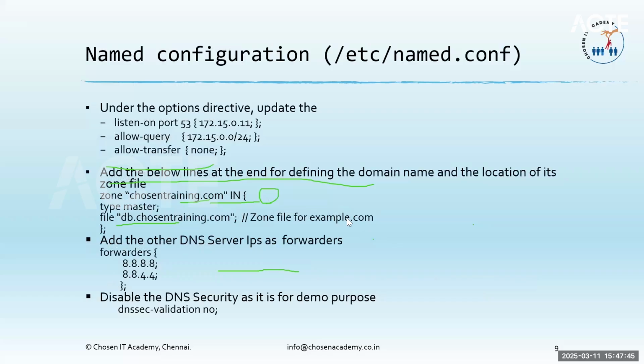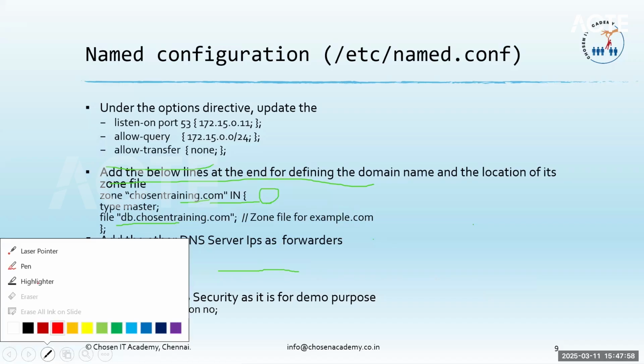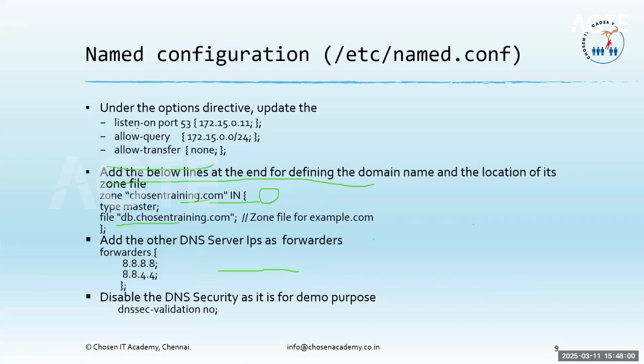So the configuration file is in the /etc directory. After opening this configuration file, there's an options directive, and under that we have listen-on port 53. 53 is the port number used for the DNS server, and we have to tell which IP address is being used for the DNS server, and we can specify that IP address here.